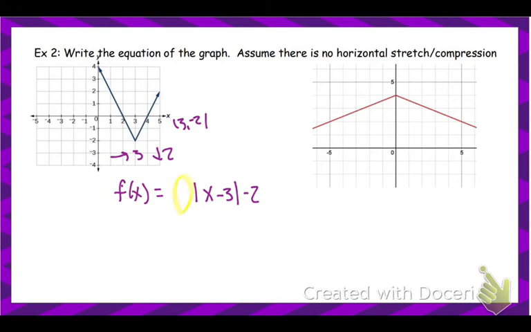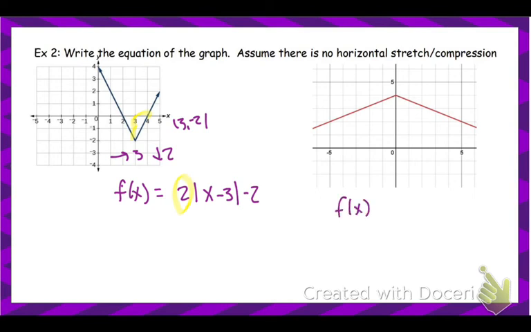To find this value out in front, we're just going to look and see what the slope is coming off of the vertex. And we're going up 2 and over 1. So we have a 2 out in front. It should be positive because your graph is opening up. All right, if you feel comfortable, pause the video, try the next one.